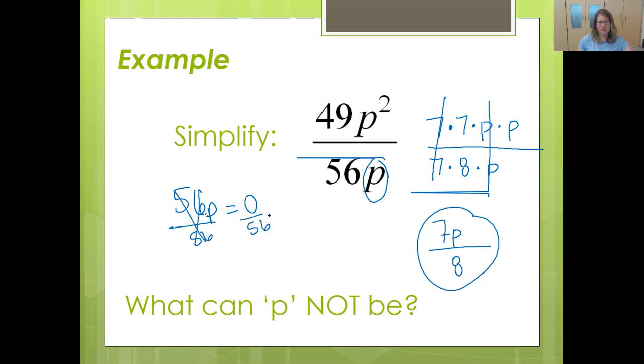So p is equal to 0 divided by 56, which is just 0. So again, on this one, p cannot be 0. It can be anything except for 0, because 0 is going to make my denominator equal 0. Okay? Just a note here, it is okay to divide 0 by a number, it's just not okay to divide a number by 0. So 0 just can't be on the bottom of the fraction.